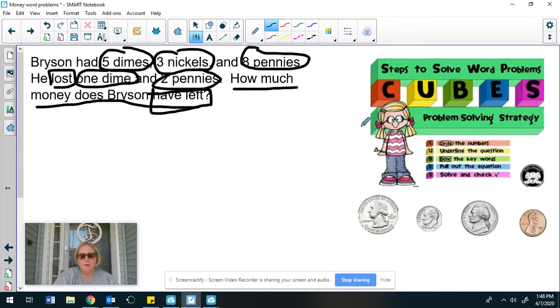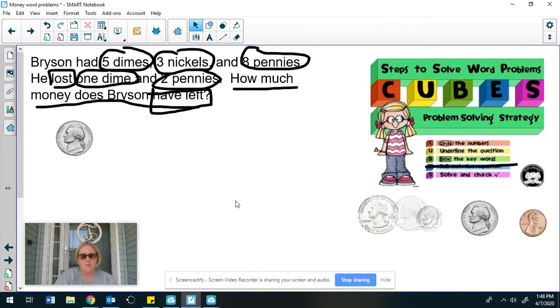So for this one, I can probably skip pulling out the equation because I'm just going to use the coins to help me here. So let's look. I have 5 nickels, so I'm going to get my 5 nickels.